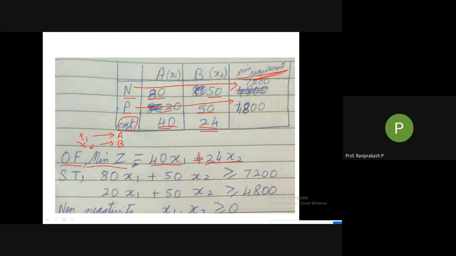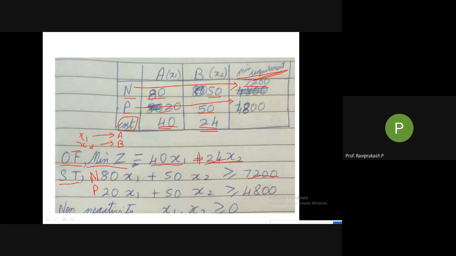24x2. Now coming to the subject to, that is constraints. Subject to, first is AT, in the sense this is nitrogen. So two constraints are there. I told you one is for nitrogen and the other is for phosphate. You can write this, so till you understand it, you can write N is equal to and P is equal to. For phosphate, what is the minimum quantity I need to put? 7200.